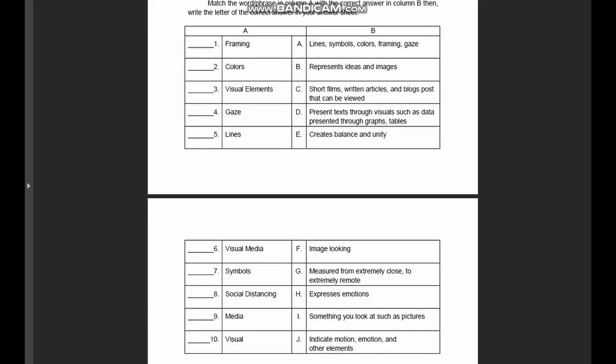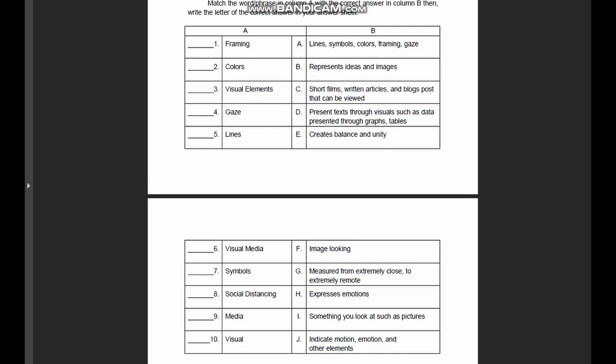So we have number 1, framing. Second, colors. 3, visual elements. 4, gaze. 5, lines. 6, visual media. 7, symbols. 8, social distancing. 9, media. 10, visual. And in column B are the meanings of the words you need to match.